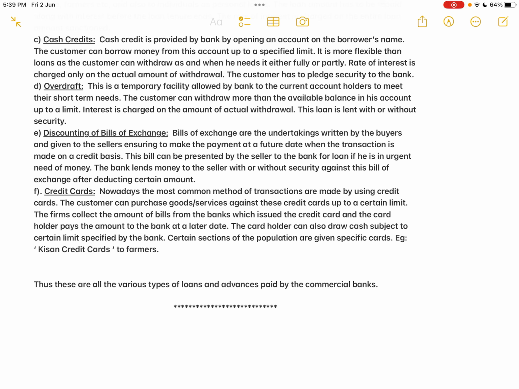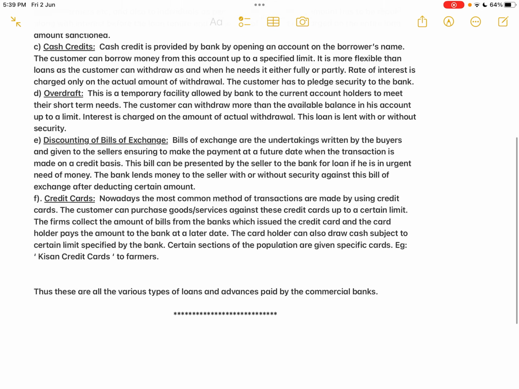Certain sections of the population are given specific cards. Example, Kisan credit cards to farmers. Okay, so thus these are all the various types of loans and advances paid by the commercial banks.